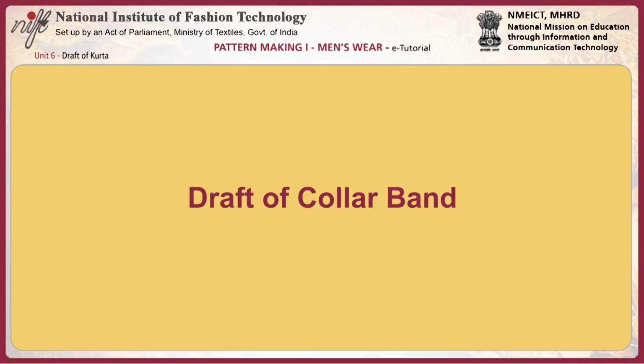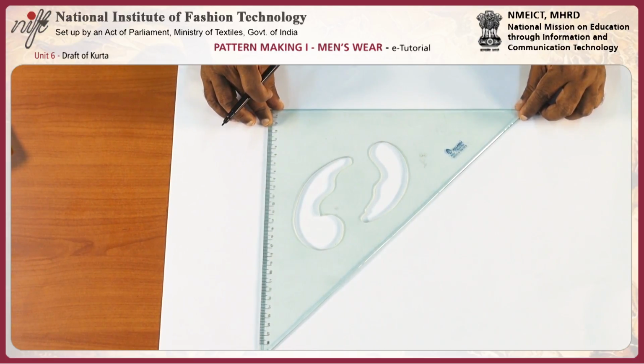Let us draft the collar band, which is used in kurta, which is also called collar stand. Kurta normally comprises of stand, then placket, then two side pockets and slit of course in the sides. Now let us start drafting the collar band.